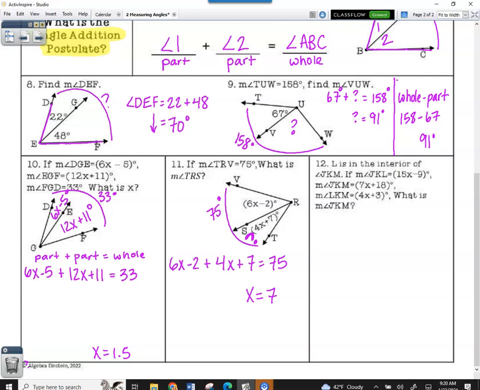What do I do with the x? It's 7. No. Did it say solve for x? No, I have to do what with it? Plug it in.